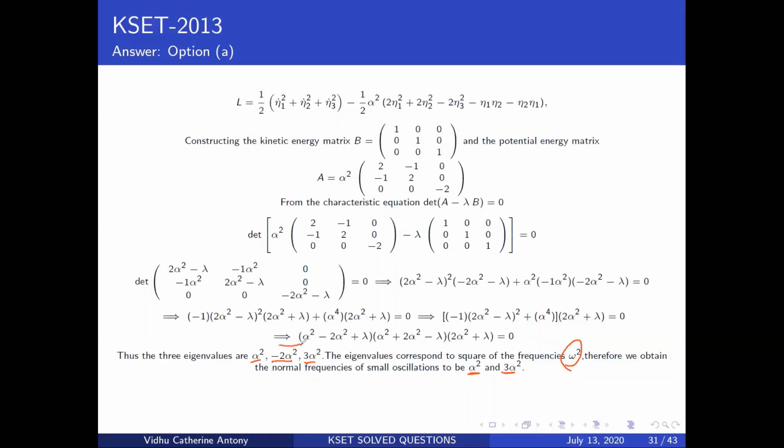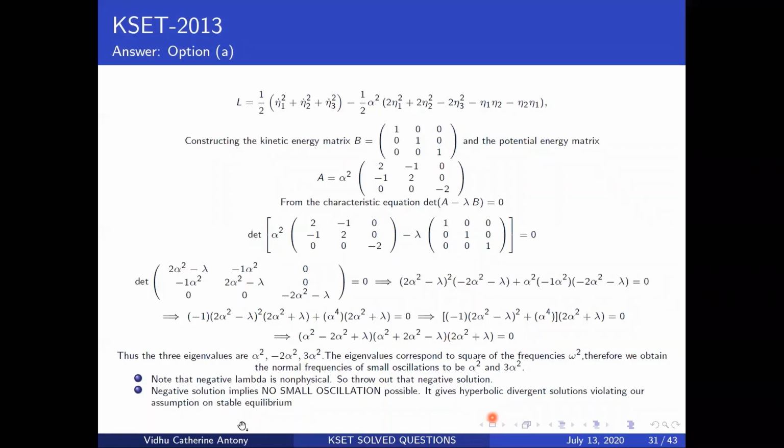Why aren't we including this? It is non-physical, so you throw out this negative solution. Negative solutions imply that small oscillations are not possible, and they give you divergent solutions.